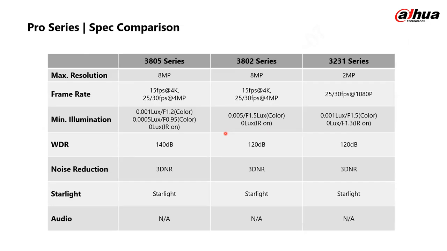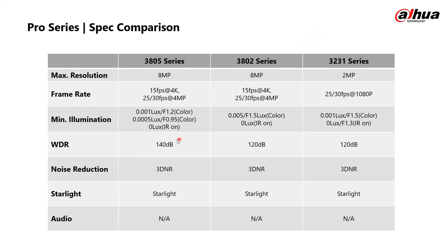So, more functions to this. We have 8 megapixels. All these are 8 megapixels, except 3231. They have different frames per second as per different resolutions. The 4K resolution gives us this. This is not supposed to be here, and this as well is supposed to be somewhere else. Sorry for that. Then 2 megapixels at 25 to 30 frames per second, and 4K at 15 frames per second, for these two series.